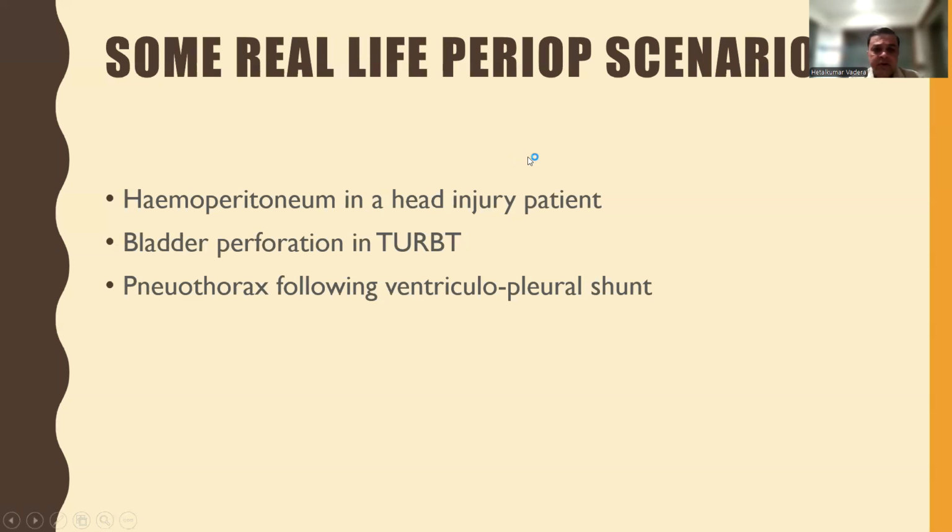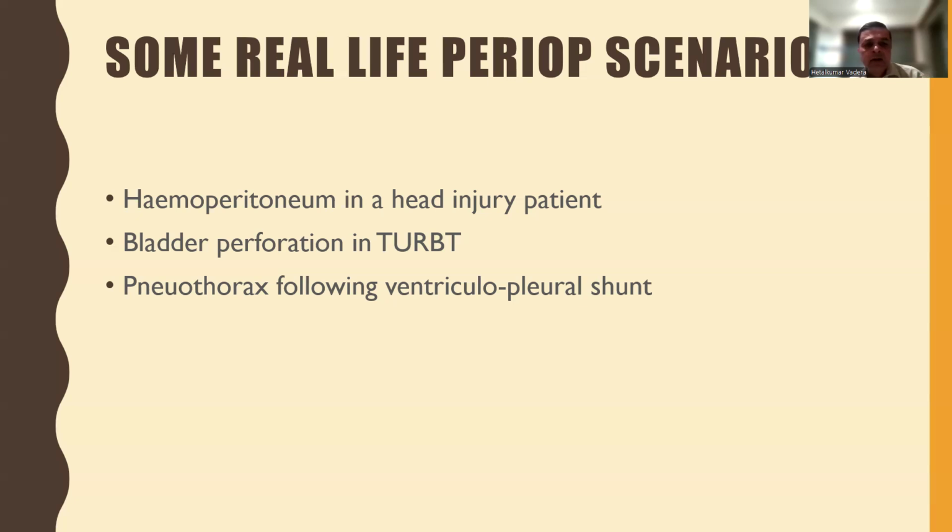So some real life scenarios: we had a patient with a head injury who was taken for craniotomy, but when we induced the patient, there was hypotension and it was not correlating with the induction. So we put the probe on the abdomen and we found hemoperitoneum. Immediately we called the surgeon and we went for laparotomy and we found liver trauma. Same way, a urologist was doing TURBT. Patient had a sudden complaint of discomfort and bradycardia. We looked at the pelvic view and we found fluid inside the peritoneal cavity, and that was because of bladder perforation.